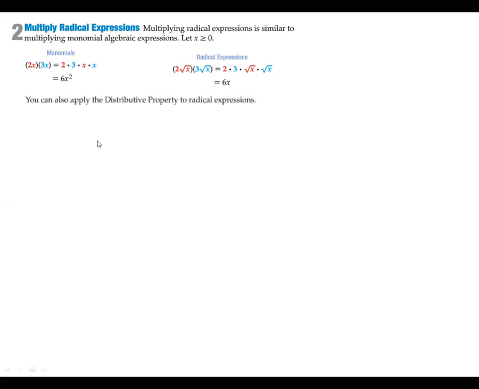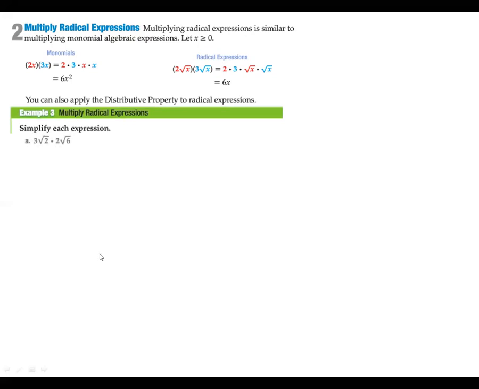All right. You can also apply the distributive property to radical expressions. So let's simplify this one. 3 square root 2 times 2 square root 6. Multiply coefficients, multiply radicals. You get 6 square root 12. 12 has a perfect square factor of 4, so you could think of 12 as 4 times 3. Square root of 4 is 2, so that's how they got 6 times 2 square roots of 3, which gives you 12 square root 3.